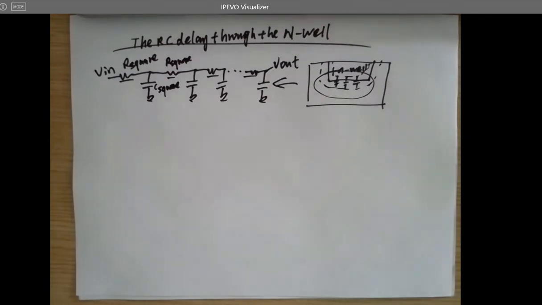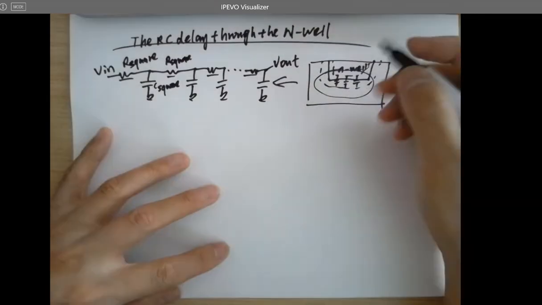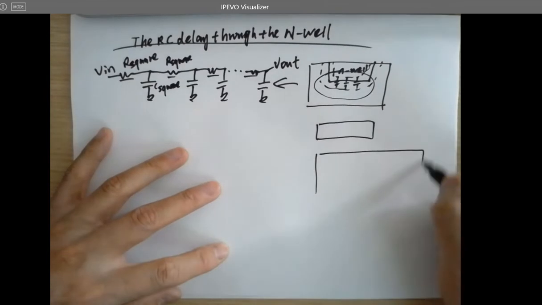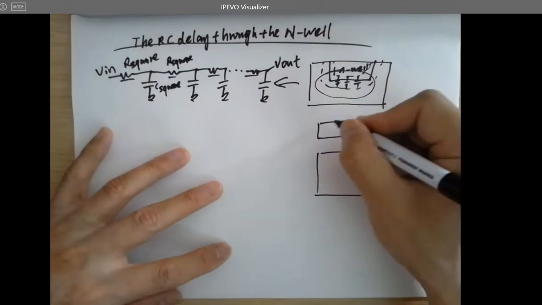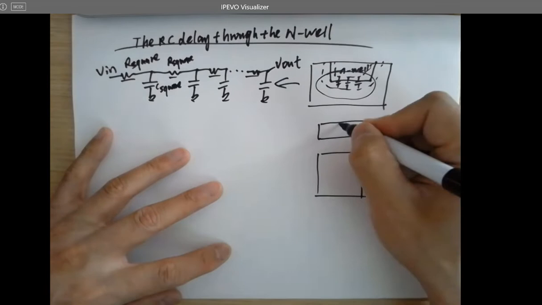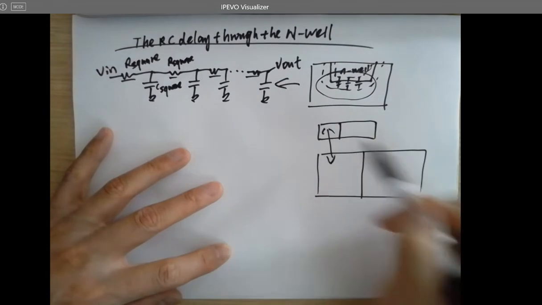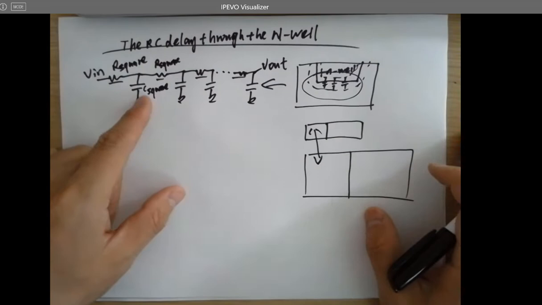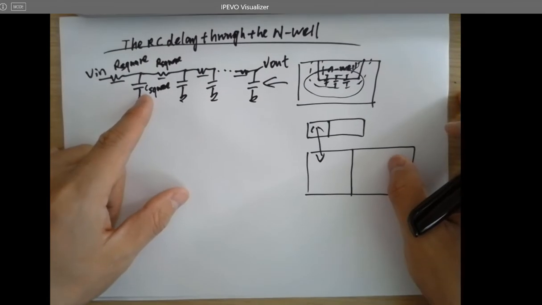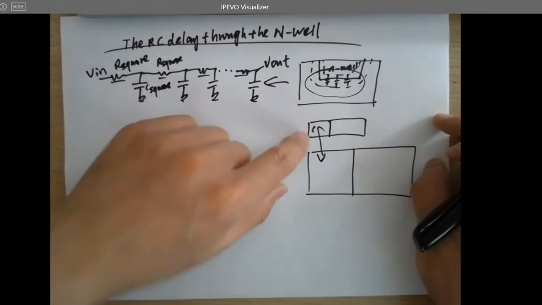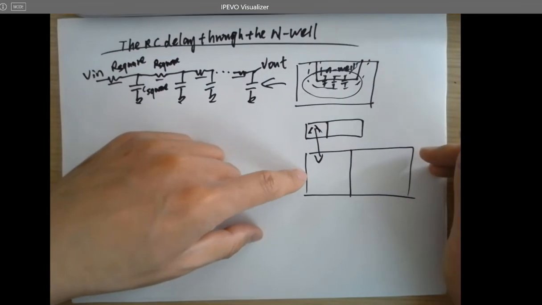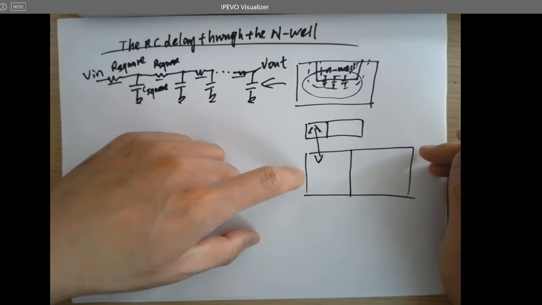No matter what the width of the N well resistor is, it can be like this, it can be something like this, it doesn't matter, since we just divide it into several squares. So these two have the same resistance. What about the cap? Does this one have the same capacitance as this one? Definitely not, because this is larger. Okay.